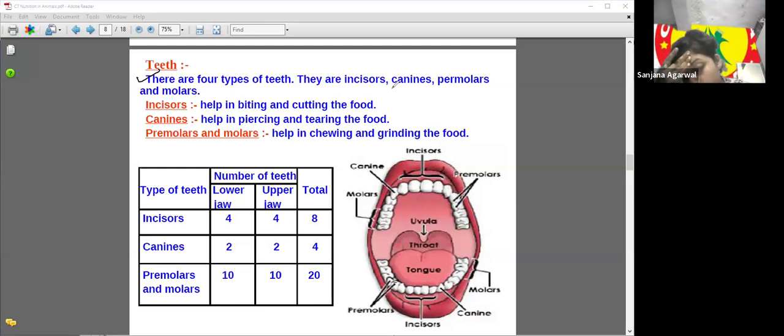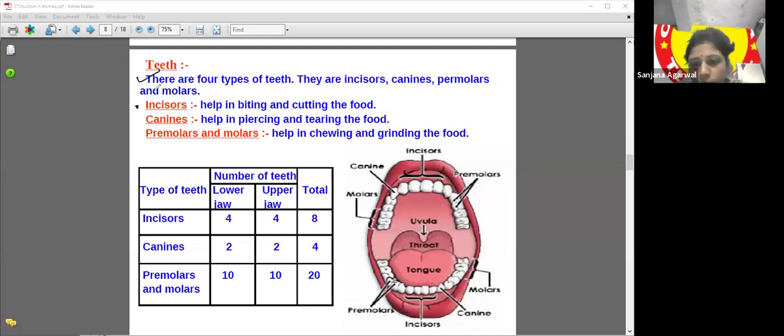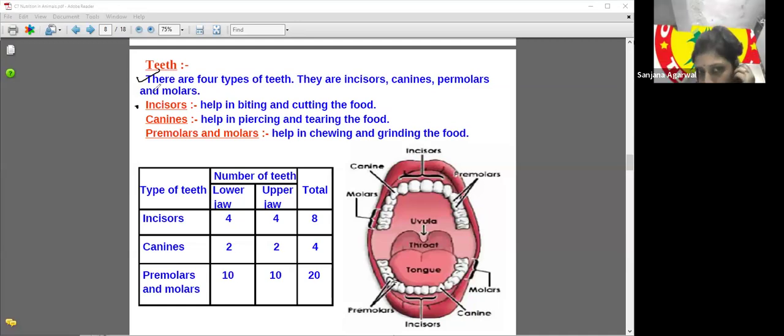Should we start with incisors? Make the bullet points now. Incisor. Further in incisors, put a hyphen and write usually flat shaped. The first set of teeth we are talking about is the incisors. They are usually flat shaped.